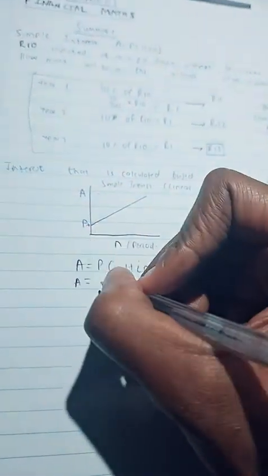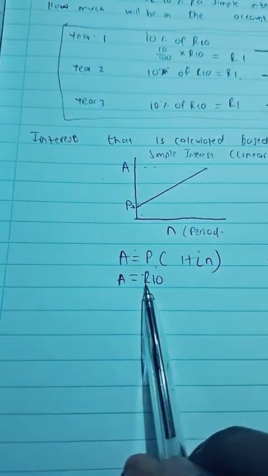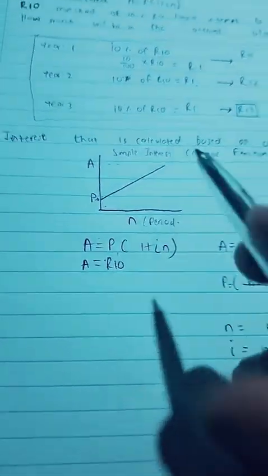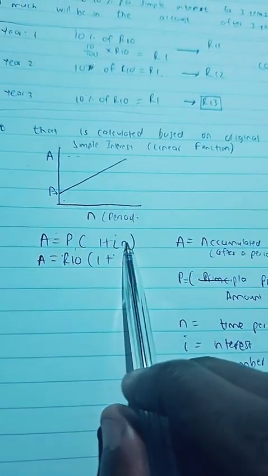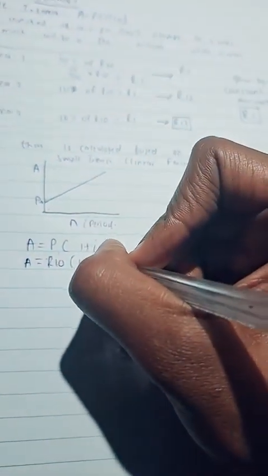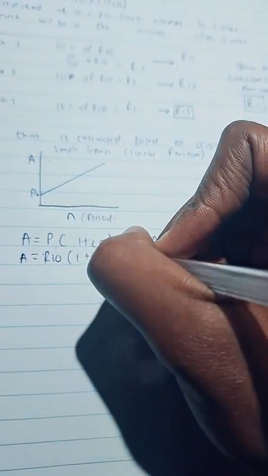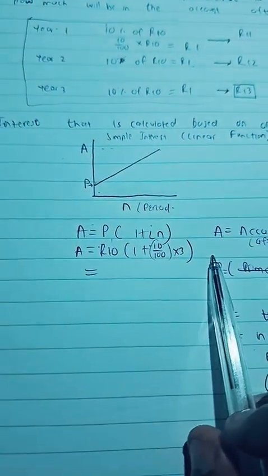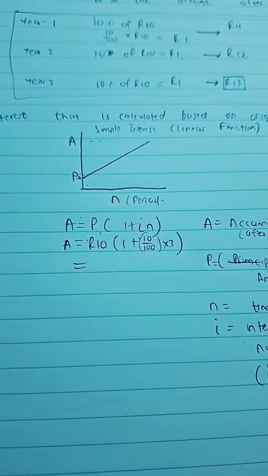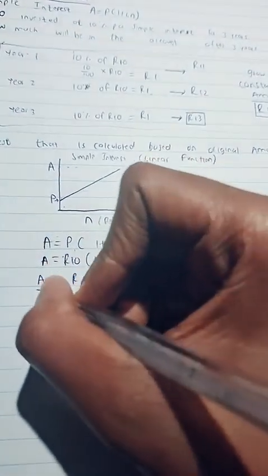So if we use the formula, guys, very straightforward. We know that our P value, the principal amount, the amount at the beginning, is 10 Rand. We then say 1 plus I, the interest rate as a decimal number. Remember, we said the interest rate is 10%, so we say 10 over 100, and then we times that by N, which is the number of years, which is 3. Then we grab our calculator, we punch all of this in, and you should see the wonderful answer, which is actually 13 Rand.